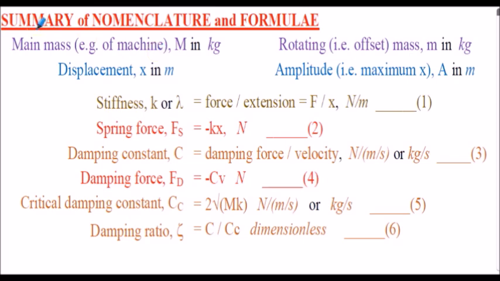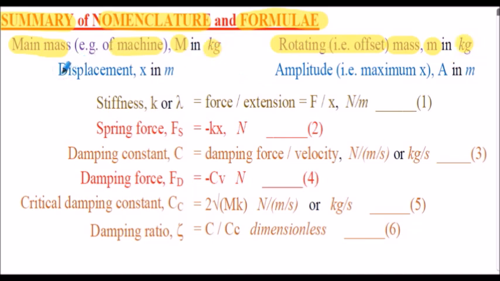I will state on the next few slides the summary of nomenclature and formulae that were used in the previous presentation. This is the first slide defining some terms, for example the main mass of the system or the mass of the machine is capital M and the rotating or offset mass is lowercase m, so be careful of your notation used. Notice all masses must be used in kilograms.